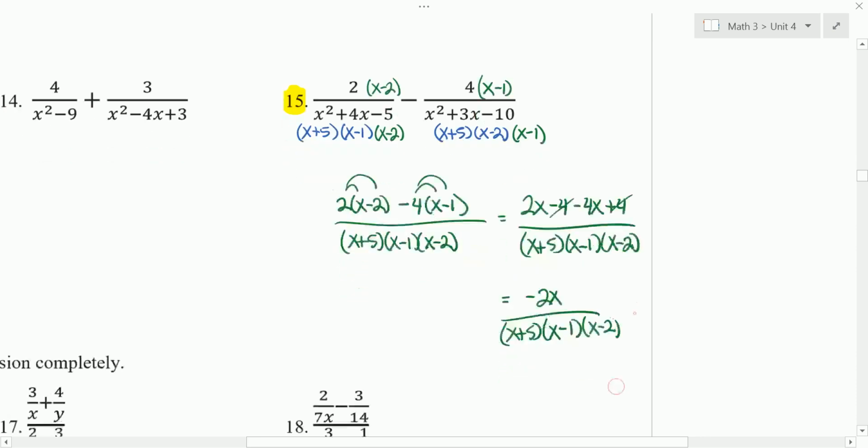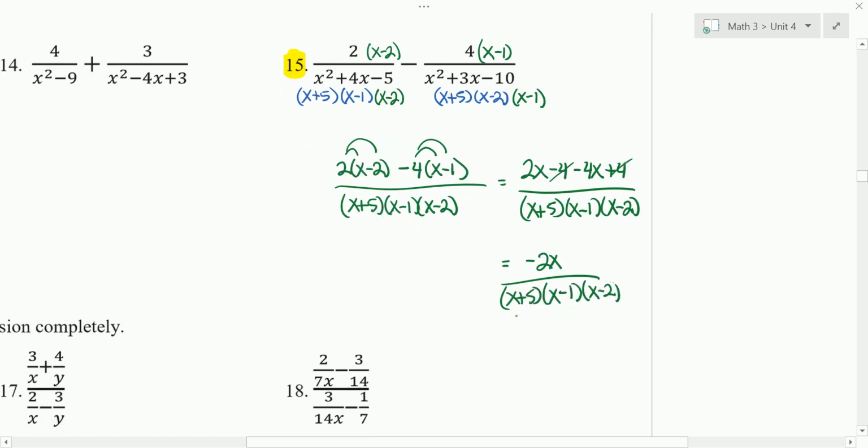Nothing was reduced, so our excluded values are going to be x cannot equal negative 5, x cannot equal positive 1, and x cannot equal 2.